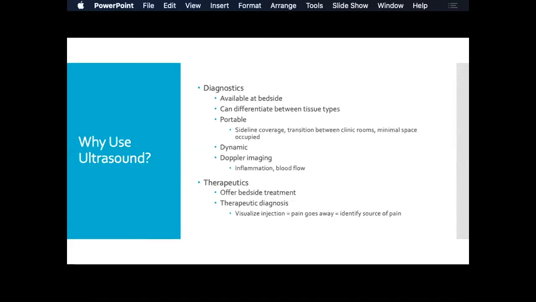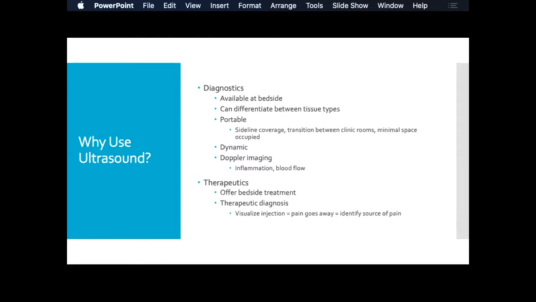Two primary reasons: diagnostics and therapeutic. So, good things about ultrasound: it's available at the bedside. One nice thing about it is you can differentiate between tissue types, like we talked about. It's portable, not simply with the machines we have here, but in my little kit, I have a Butterfly. If anyone wants to look at it, we can take it out, and I can show you how it works and how awesome the image resolution is with that.